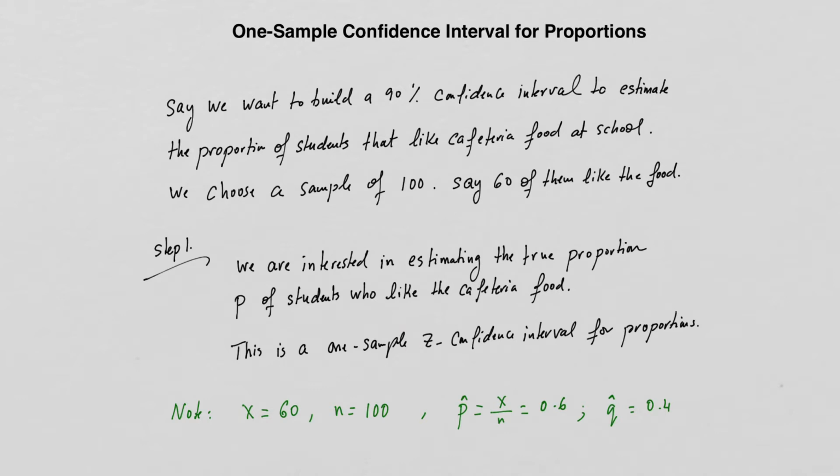The first step has two pieces to it. One is just to figure out what you're trying to find. If you don't know what you're looking for, you may as well not do the problem. Okay, so what we are interested in is to estimate the true proportion. We're talking about the parameter p of students that like the cafeteria food. Again, it is a proportion. It is a ratio. It is a percentage. We're not talking about means here. That's what you want to know with this type of confidence level.